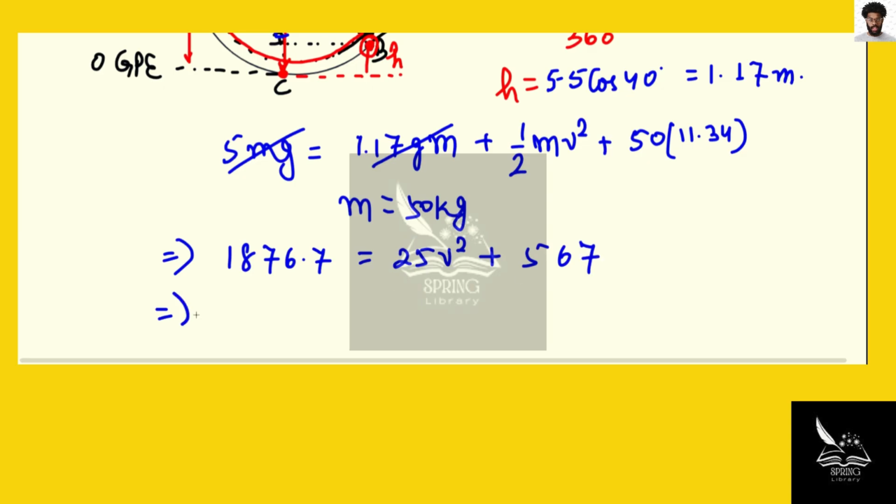So from here we subtract 567 from 1876.7, and we divide it by 25, and further we take the square root of the value, and that's going to get us approximately the speed coming out to be 7.24 meter per second.